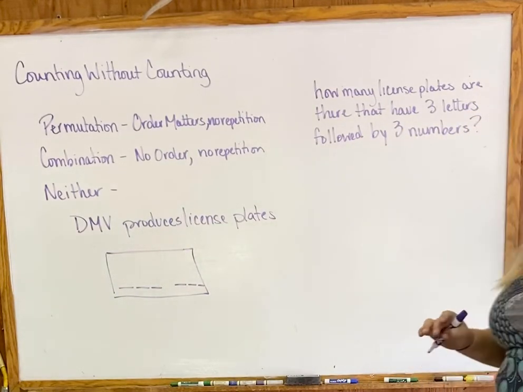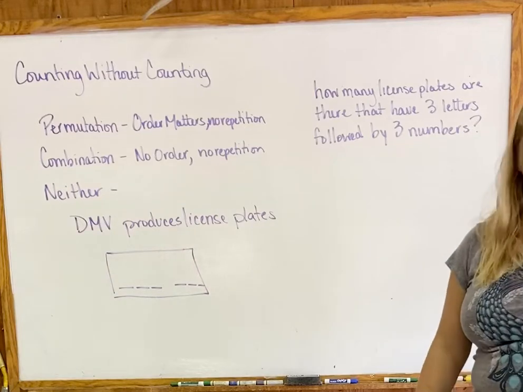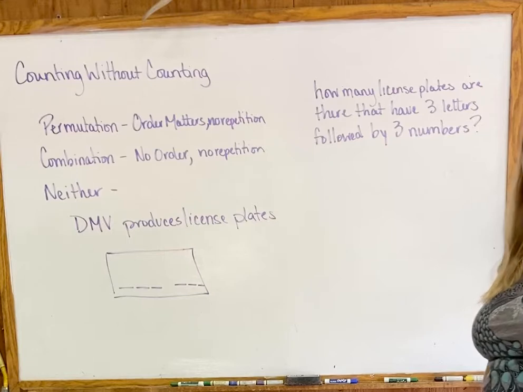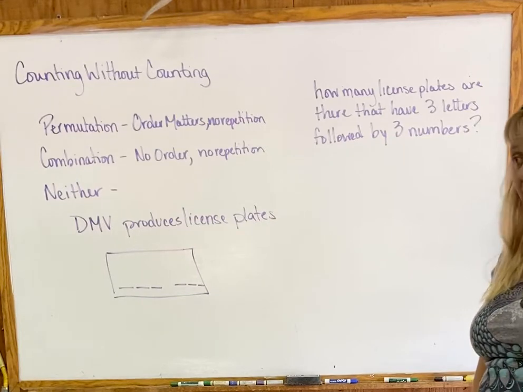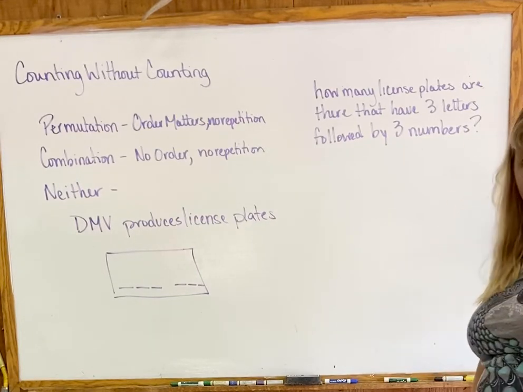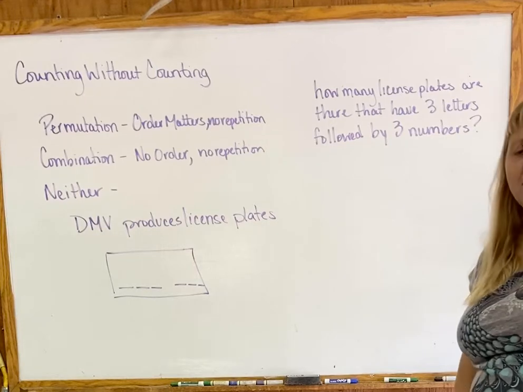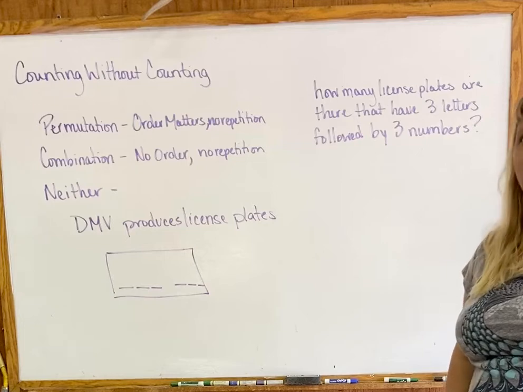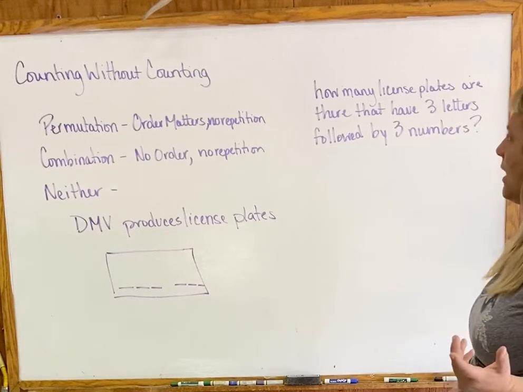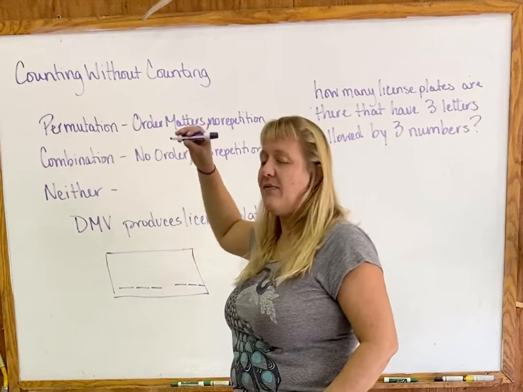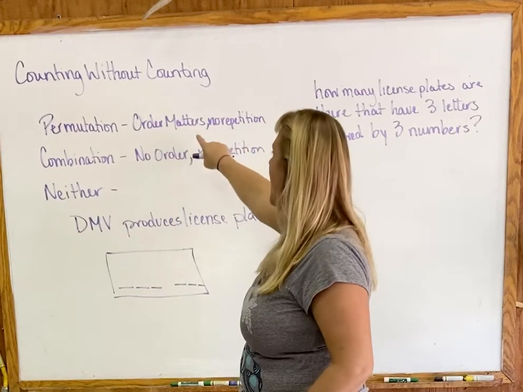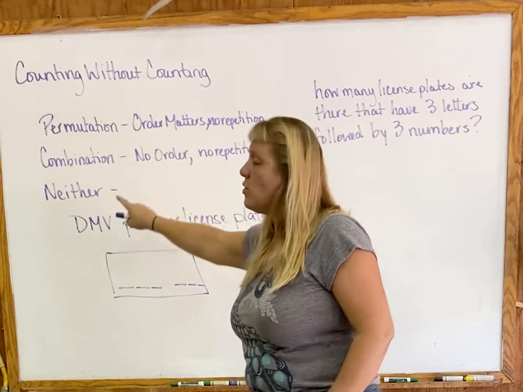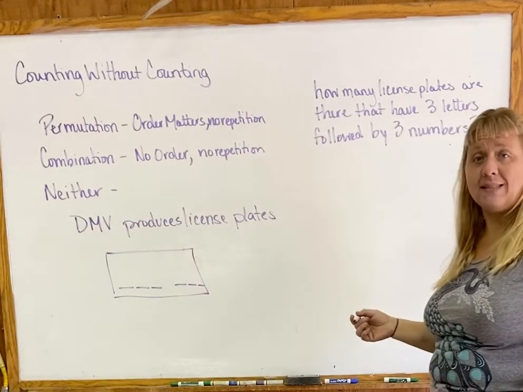Okay, so what we need to think about, and I want you to think about license plates that you have seen. When we look at a license plate, okay, the order of it definitely matters, right? The order that the letters and numbers come in makes a difference, but can we have repetition? So my license plate has repetition on it. It has 2 9s on it, okay? So it is a permutation in the sense that order matters, but then it fails being a permutation because permutations require no repetition. So this is an example of a situation that's neither.